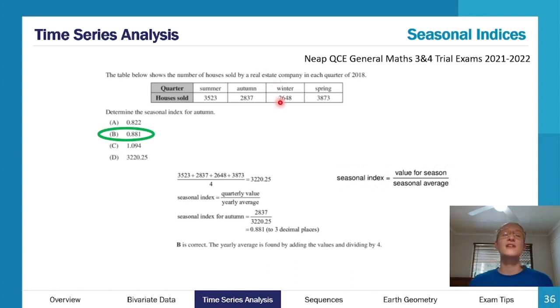Winter's even lower, so that's probably going to be a bit further below average. And I can see that summer and spring are definitely going to be above average. So you can see how we're going to end up with 2 seasonal indices that are below average and 2 that are above average. So mathematically, it will even out. They'll all add up to the number 4. And we can always check that if we need to as well.